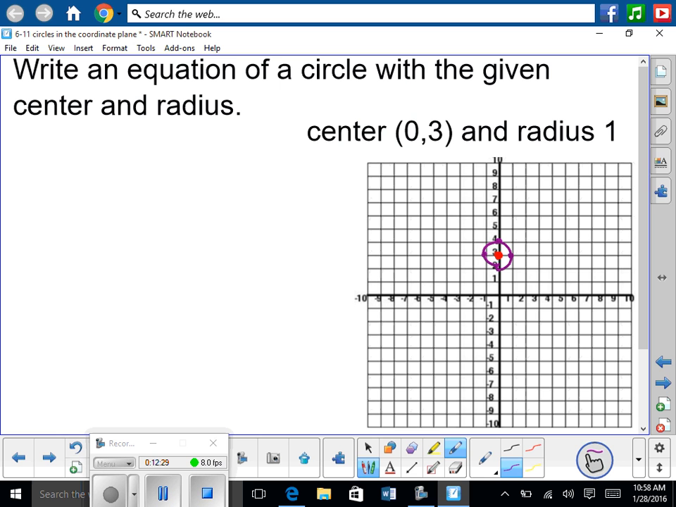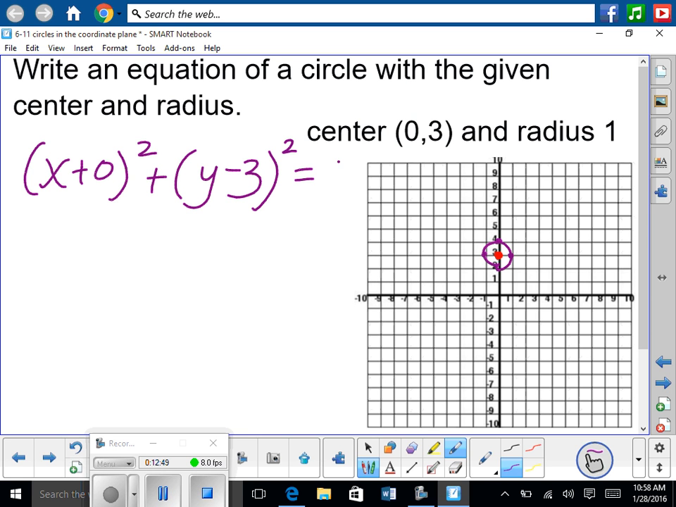All right, so now we're going to draw our equation here. So what was our shift left and right? 0. So x plus 0 squared, right? And then plus, what was our shift up and down? Positive 3, right? So we always go opposite, so it'll be y minus 3 squared. And that's equal to our radius squared. Our radius is 1 squared.